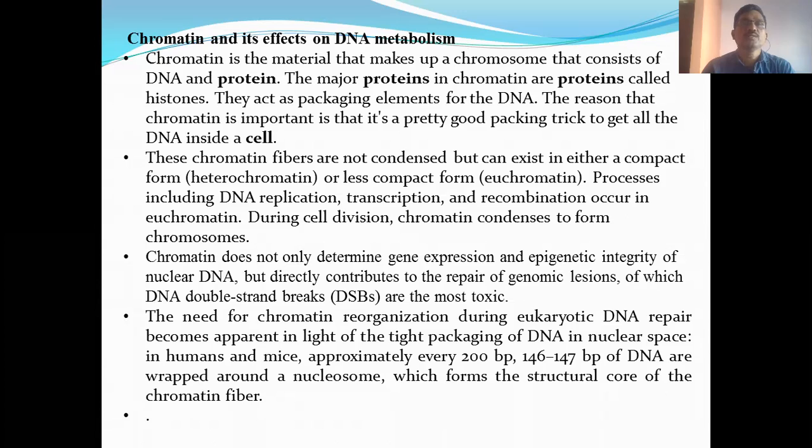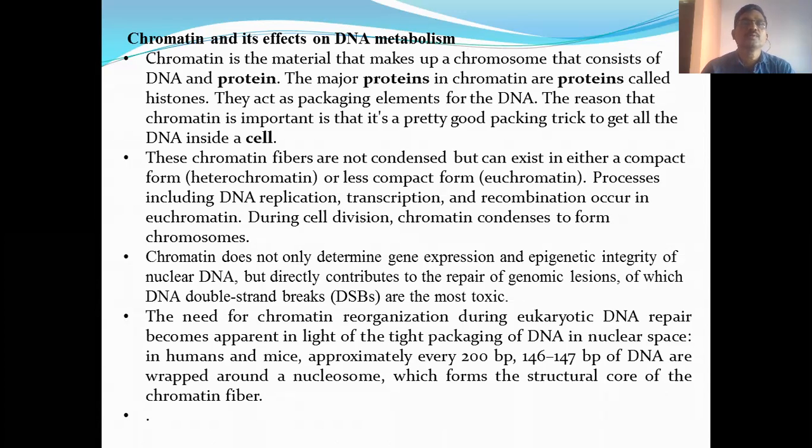On this chromatin, the DNA is situated, and there is a specific type of arrangement of the DNA on the chromatin. This chromatin directly affects the metabolism of the DNA, and this metabolism includes transcription. After that, the arrangement of the DNA on the chromosome, and this chromatin also regulates the different functions of DNA. The chromatin is the material that makes up the chromosome that consists of DNA and protein.